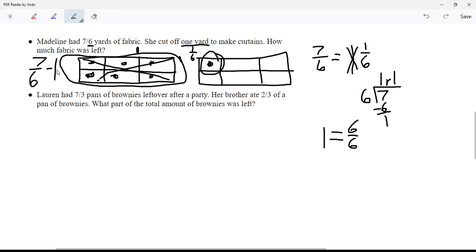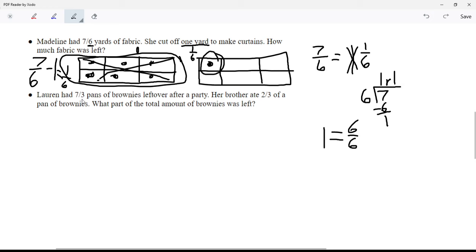So 7/6 minus 1 equals 1/6, because 6/6 equals 1. So that's quite a few different ways of how to solve that problem. Let's go for this one.